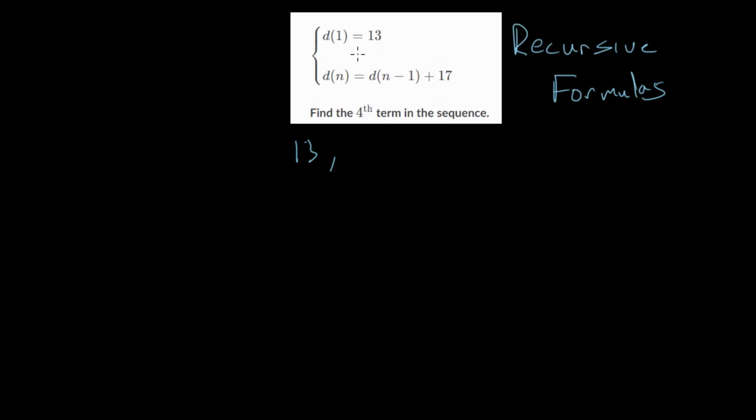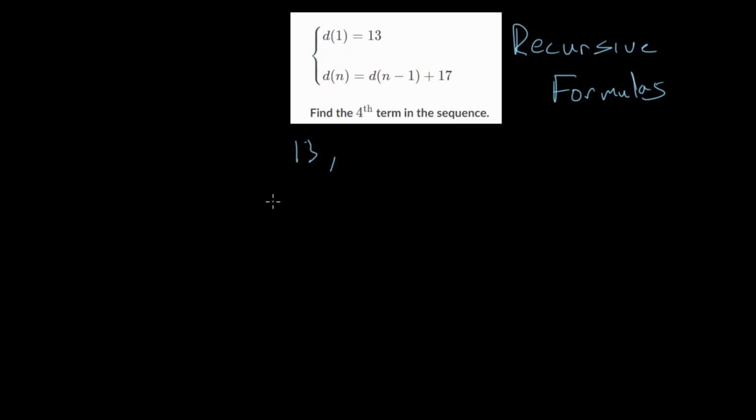And then we're given this pattern where we're told the nth term of our sequence D is equal to the n minus 1 term of the sequence D plus 17. Or another way to phrase this, because this can be a little bit confusing at first, is that the nth term is found by taking the term before that and then adding 17 to it.